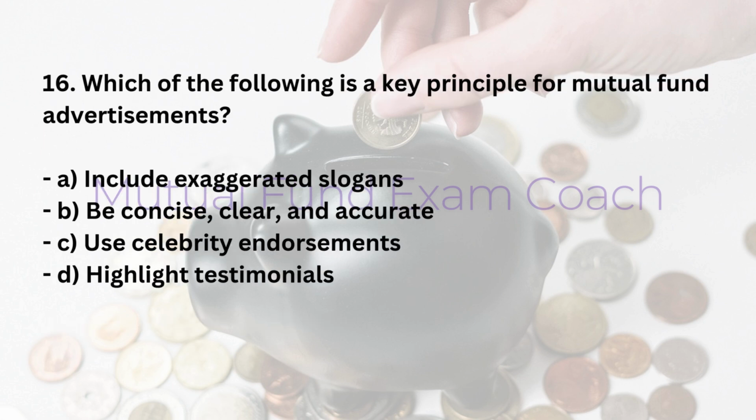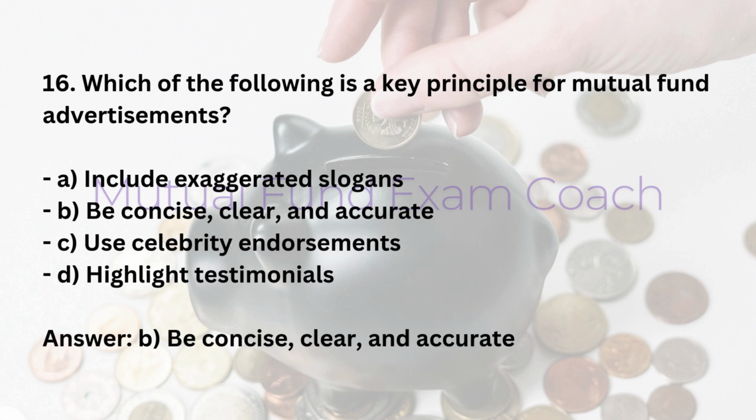16. Which of the following is a key principle for mutual fund advertisements? A. Include exaggerated slogans. B. Be concise, clear, and accurate. C. Use celebrity endorsements. D. Highlight testimonials. Answer, B. Be concise, clear, and accurate.